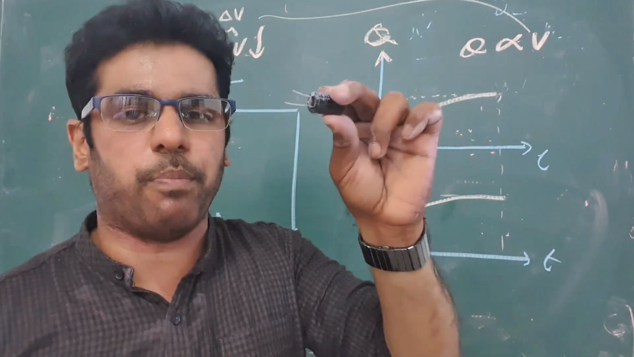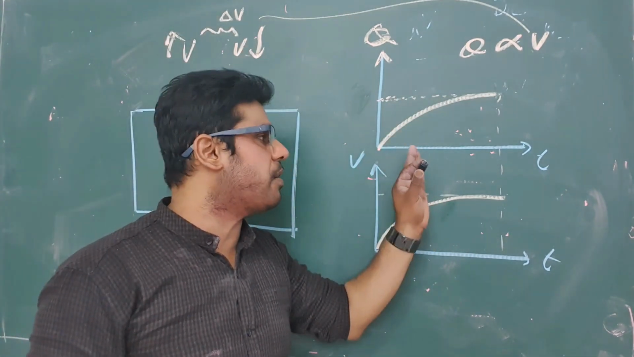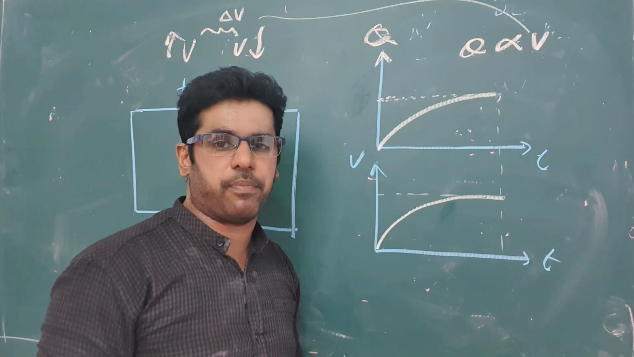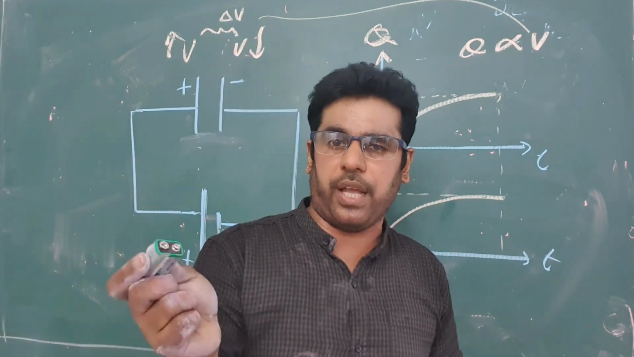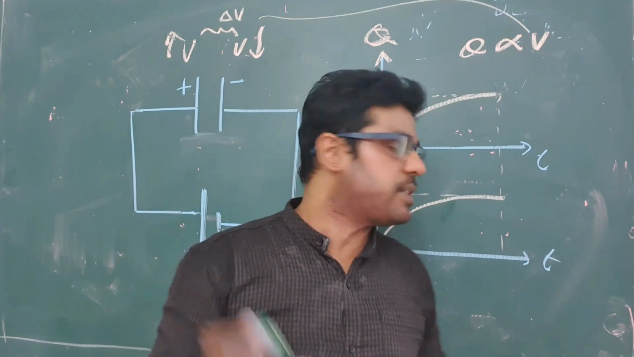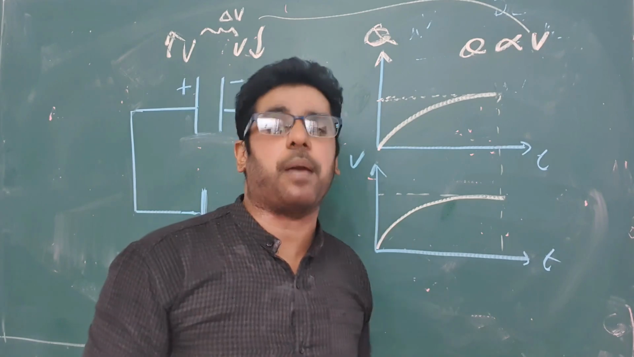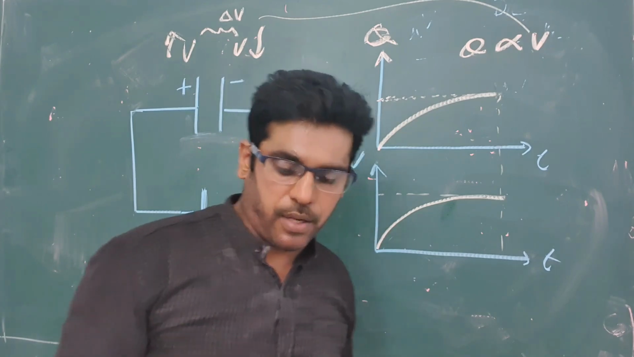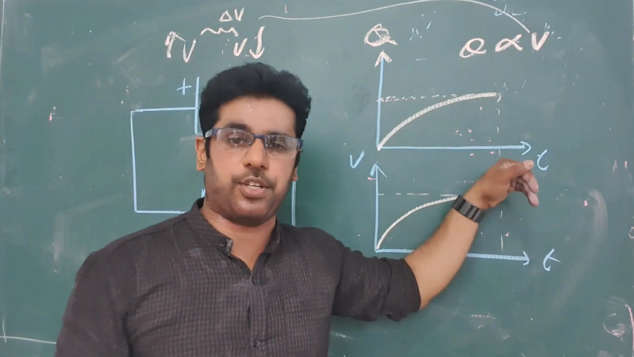Now, this is the charging method, and these are the variations. These are very important in the A-level exam. How does the current vary? How does the charge vary? How does the voltage vary relative to time when we charge the capacitor? Right. Next part. How does the capacitor discharge?